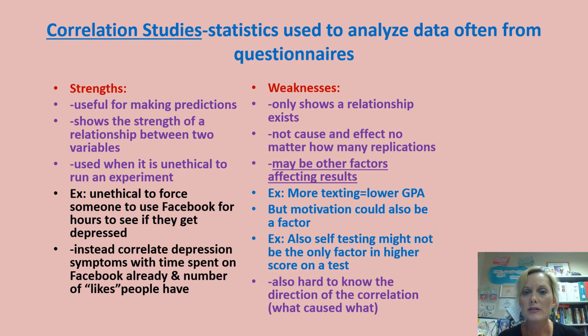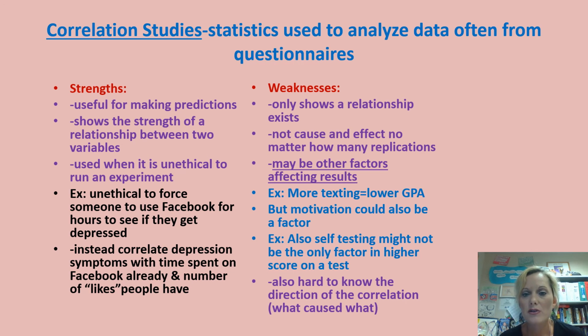Also, with weaknesses, it only shows a relationship. It doesn't show cause and effect. So having it duplicated and replicated, it doesn't really matter. You're still not showing cause and effect. There may be other factors affecting that. So if you take the depression example, more texting, lower GPA, but motivation could also be a factor. Also, self-testing might not be the only factor in high test scores. That would be another thing to think about when you're looking at disadvantages of correlation.